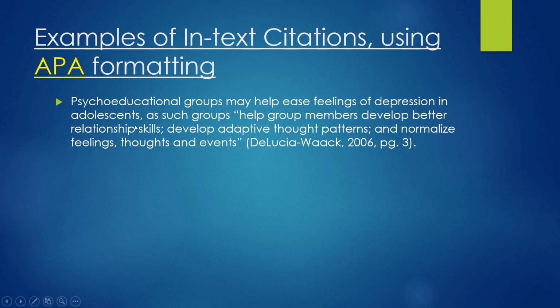Notice how I did this, though. I entered the quotation marks, and when I gave the citation, I indicated what page the actual quote comes from. Notice that it's also interwoven into my first sentence. So I was the one who wrote this: psychoeducational groups may help ease feelings of depression in adolescents as such groups. But then when I went in to explain what the groups do, I cited directly from the text. And in doing so, I used, of course, the quotation marks and the page number.